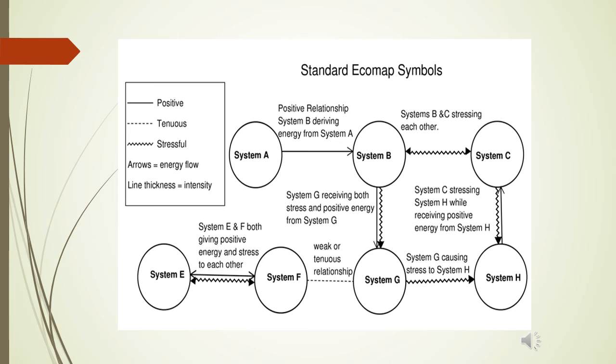Now what are these systems? Systems can be a church or a family or a club or a school, any community. Okay. Now the positive energy is being shared between system E and F, but also they are stressful. And system B is receiving stress and positive energy from system G. So can you understand? Now these are the eco map symbols.